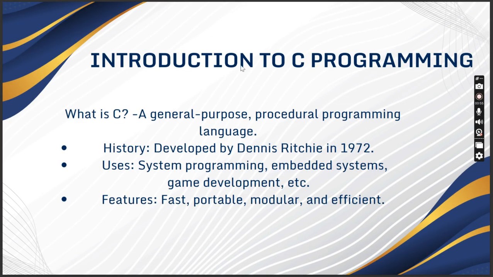Okay, let us begin the introduction to C programming. What do you mean by C? C is a general-purpose procedural programming language. It was developed by Dennis Ritchie in 1972. It is used in system programming, embedded systems, game development, etc. Its features are that it is fast, portable, modular and efficient.